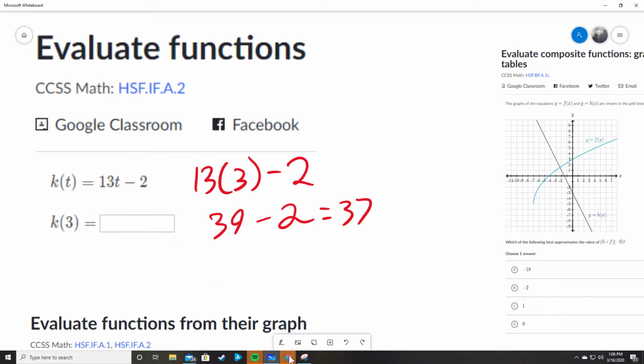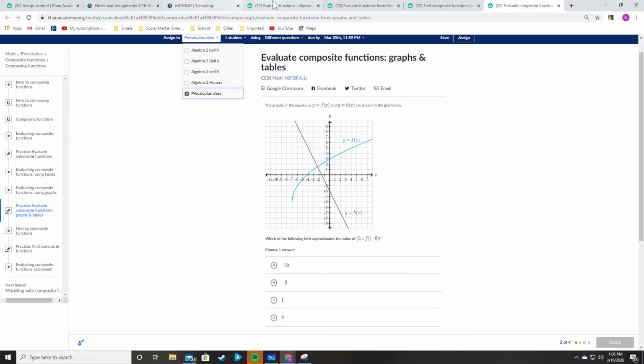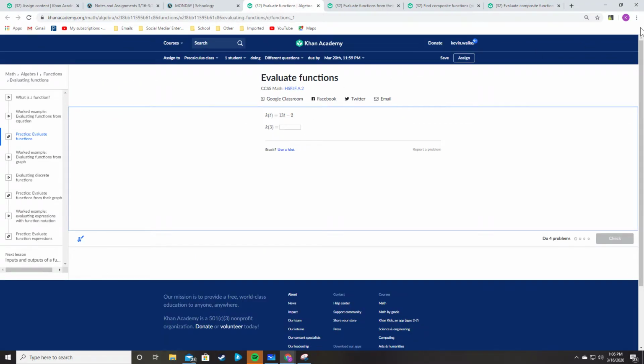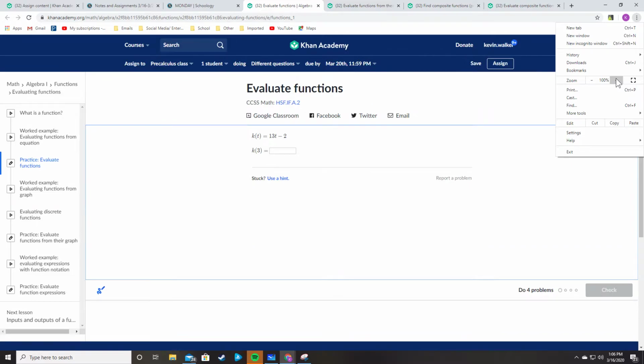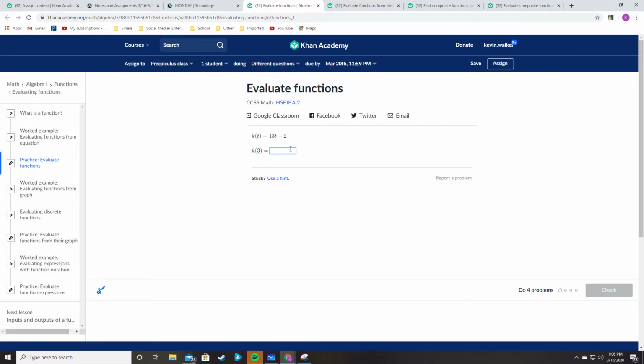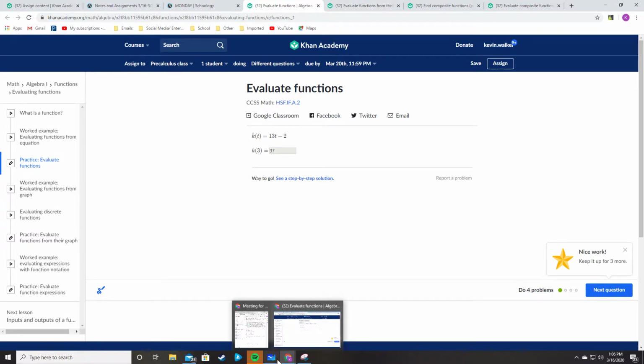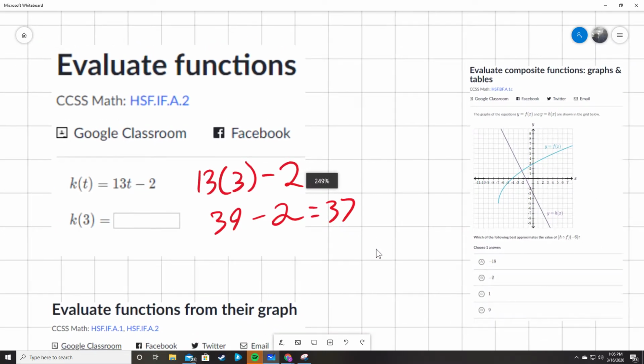Now if you want us to check, let's go ahead and check. So here we're at with this one. I'll zoom in a little bit. I'm going to put 37. There we go. Nice big check. Alright, let's look at the next one that we got here. Next one is very similar.